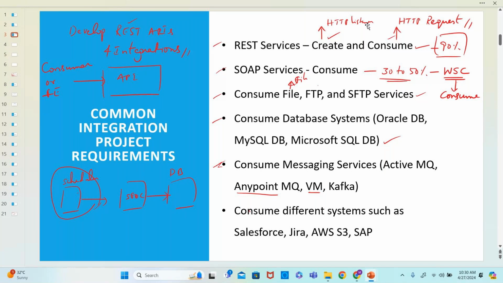Now if you learn all these connectors, like how to consume REST, how to create REST, how to consume SOAP, the file, FTP and SFTP connectors, consuming database services, consuming messaging services, and at least Salesforce, since we may not be able to cover everything, then you're at least aware of some 80 to 90% of the project requirements. My understanding is 80% of project requirements will have all these, whatever we listed in this presentation.